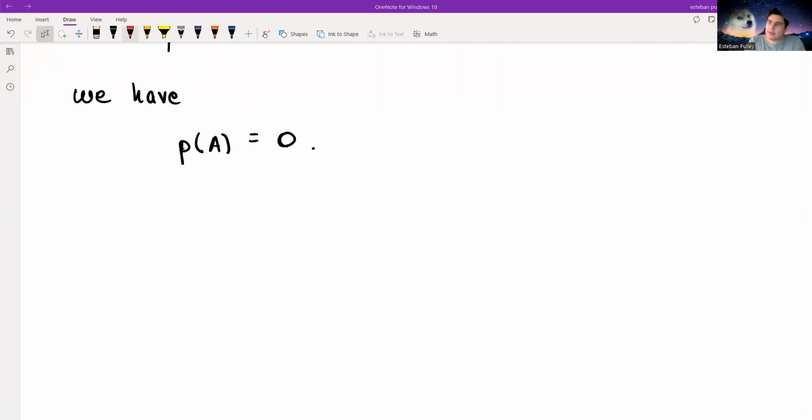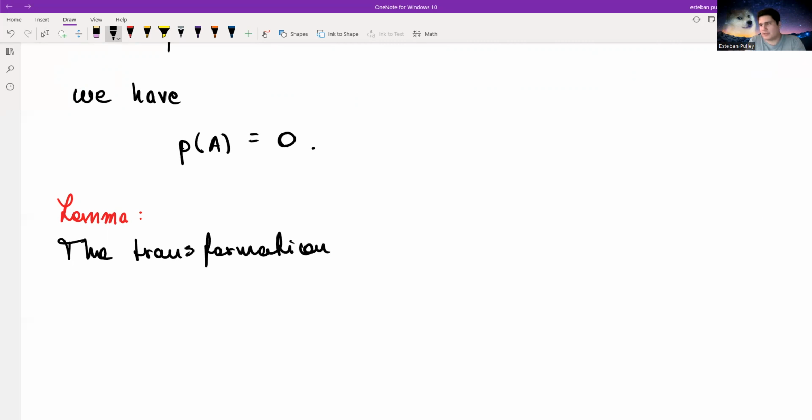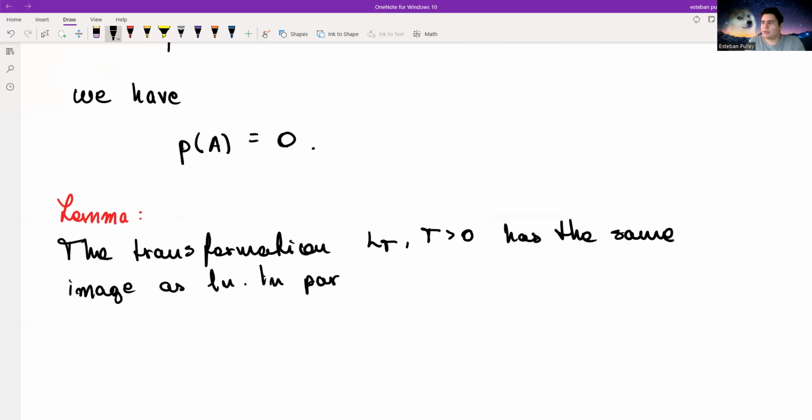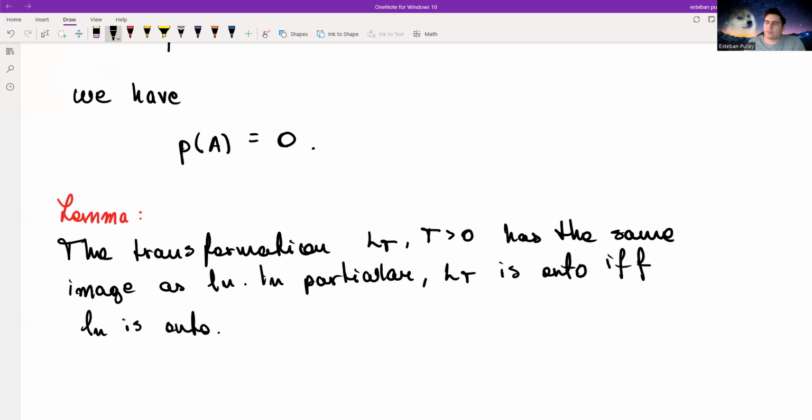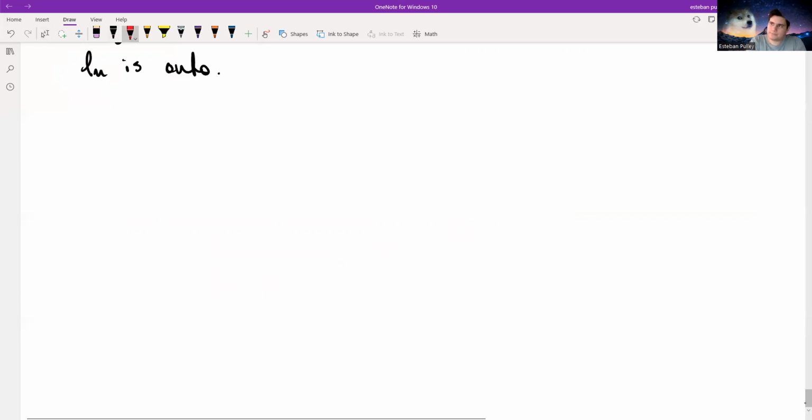And we are going to prove a lemma, which is the main important lemma for the proof of the Kalman rank condition. So what does this lemma say? The transformation LT, where T is positive, has the same image as LM. In particular, LT is onto if and only if LM is onto. Well, so we start with the proof.